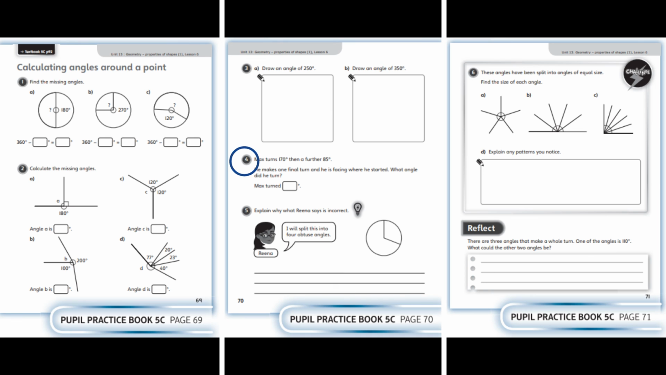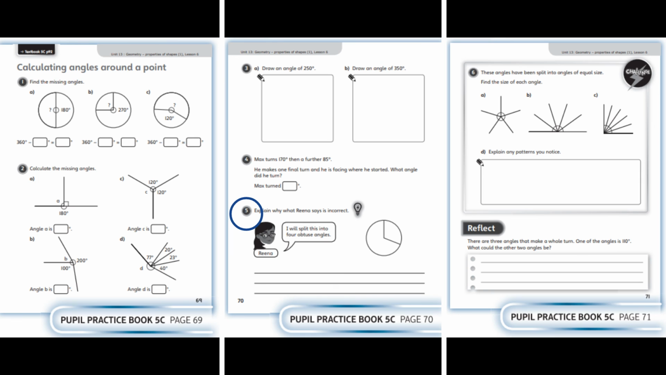For question number 4, despite the way it's presented, you're also finding a missing angle. In this problem, it describes 2 turns that Max makes. Then it says that he made a third turn, but it doesn't tell you how much it's worth, but you know that that third turn makes a complete turn when you add it to the other 2 turns. So you can draw a diagram for this one. You can make a circle, label the 2 angles that you know, and then you just need to work out the third missing angle.